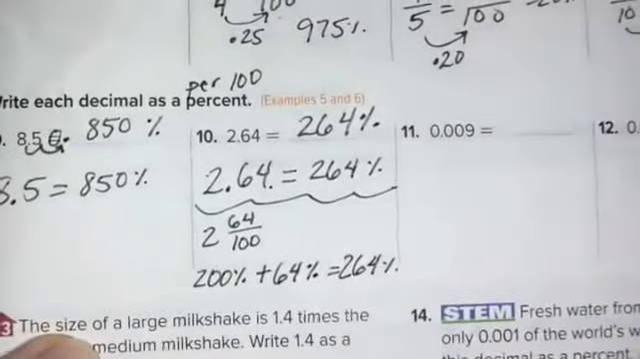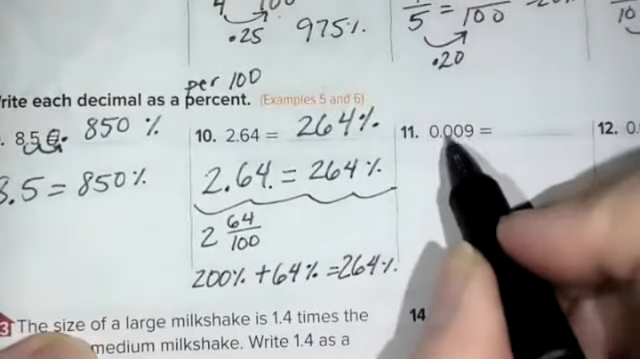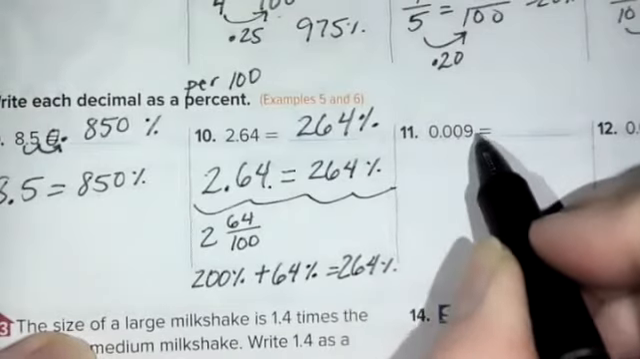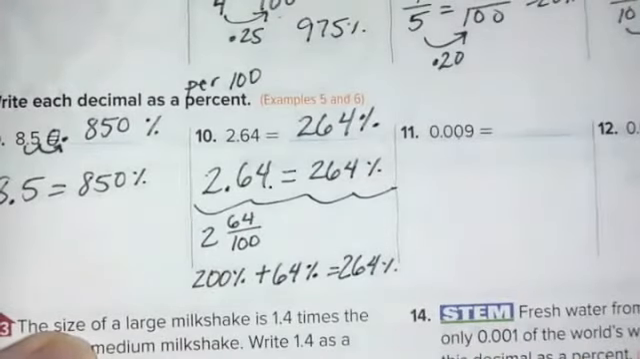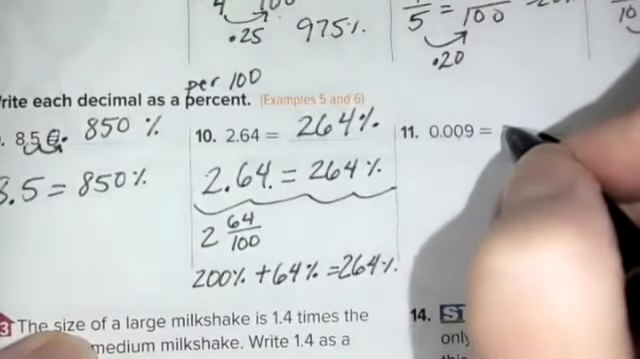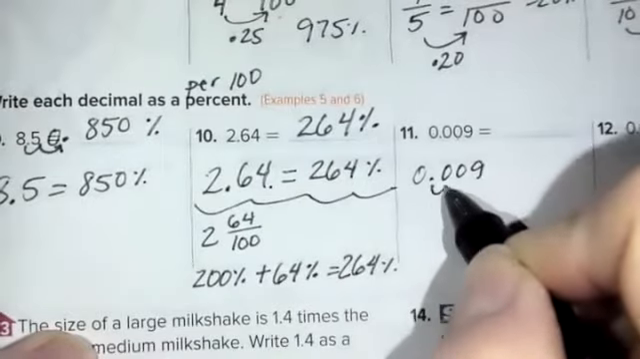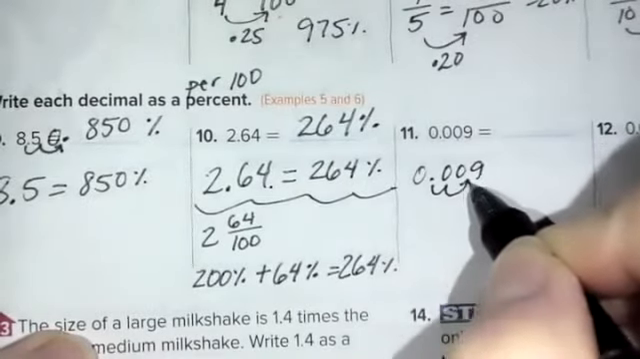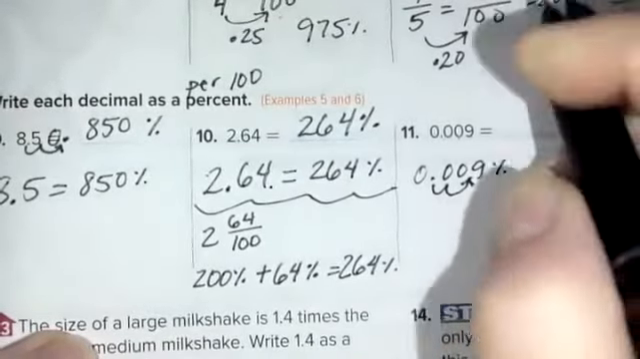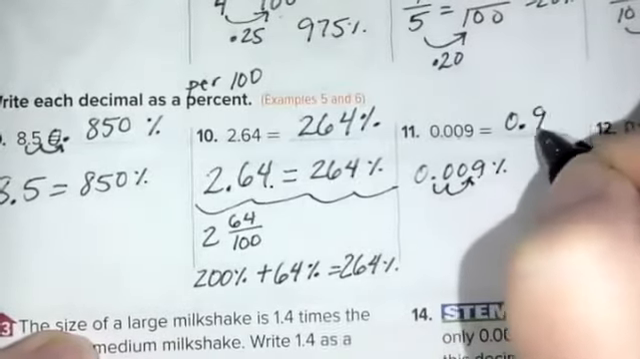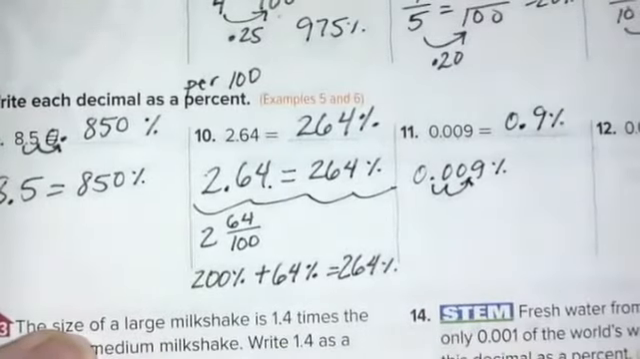11, we have 9 in the thousandths place. So that's 9 thousandths. Okay, so to make that into a percent, we're going to move our decimal 2 places to the right and then add the percent sign. So this is going to be 0 and 9/10 of a percent.